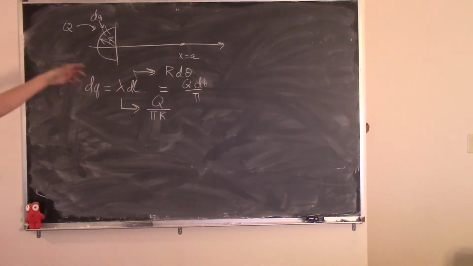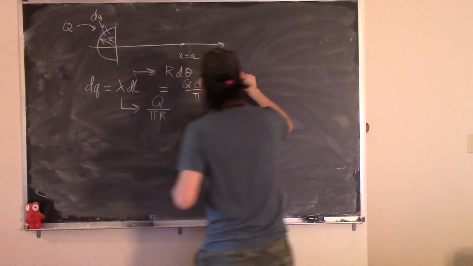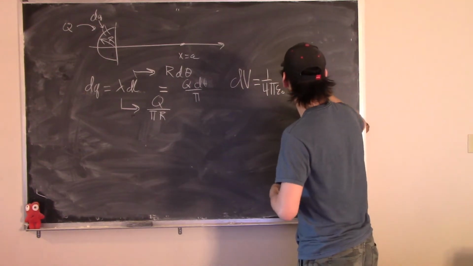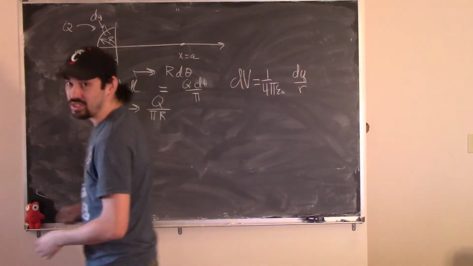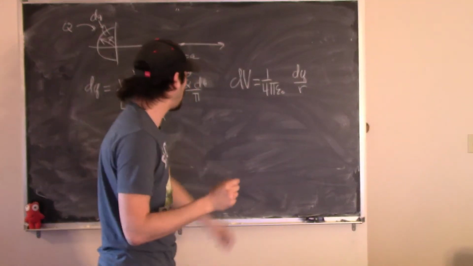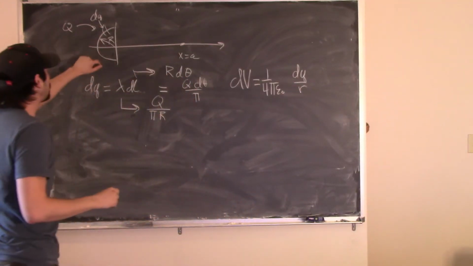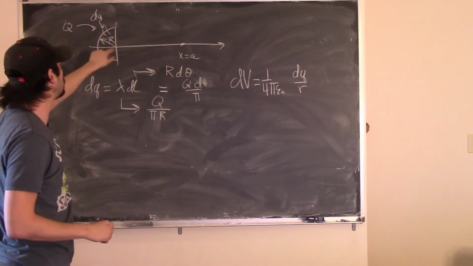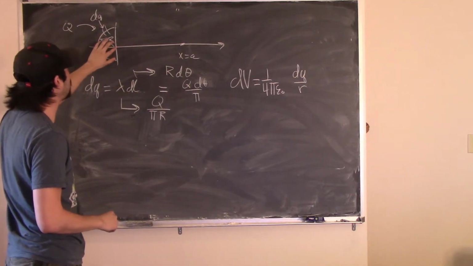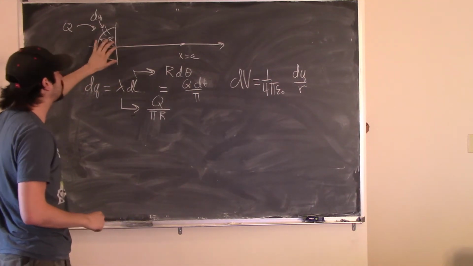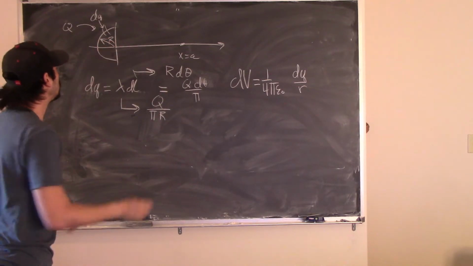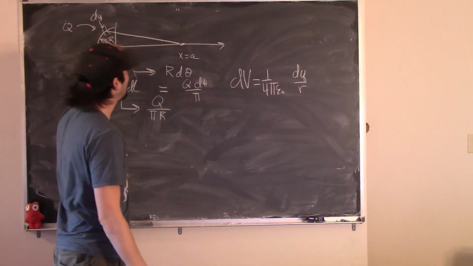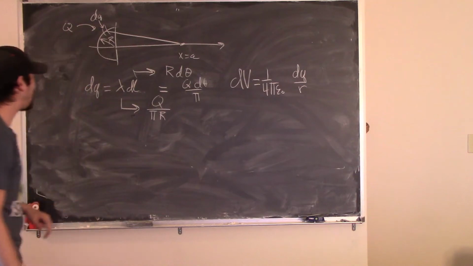Then the equation we're getting at says that dV is equal to 1 over 4 pi epsilon naught times dq divided by r. We already have what dq is, we just need to find out what r is. This is where this departs from other questions we've had with arcs of charge, because for those we always wanted the electric field or electric potential at the center of the circle. But this one is different because we want to find it at some point x equal to a along the x-axis.